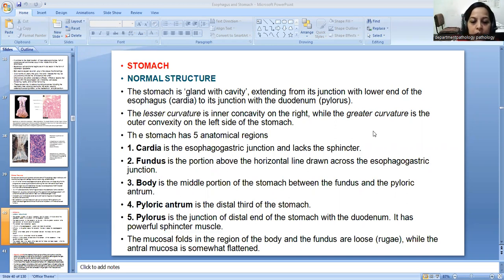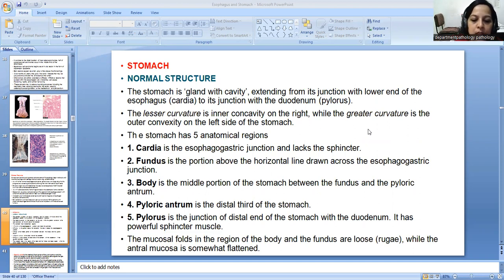And the stomach has five anatomical regions. First of all, there's the cardia, which is the esophagogastric junction and lacks a sphincter. Second is the fundus. It is the portion above the horizontal line drawn across the esophagogastric junction. Third is the body, the middle portion of the stomach between the fundus and the pyloric antrum. Fourth is the pyloric antrum, which is the distal third of the stomach. And fifth is the pylorus, which is the junction of the distal end of the stomach with the duodenum.